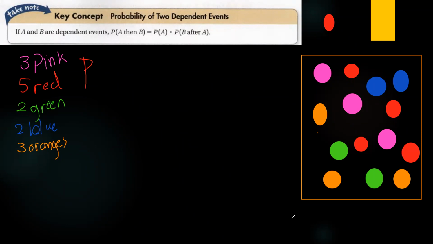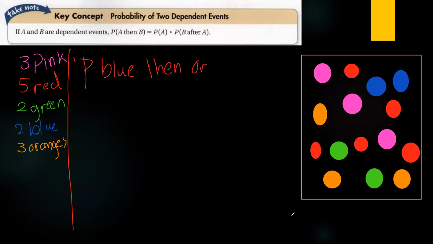Probability. Now let's come back. Let's bring the red marble back here. Now, the probability of choosing blue, then orange, then green. Look here. Let's start now with the blue. The probability of getting blue.